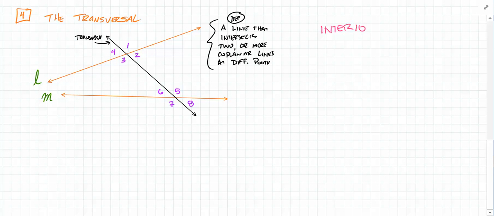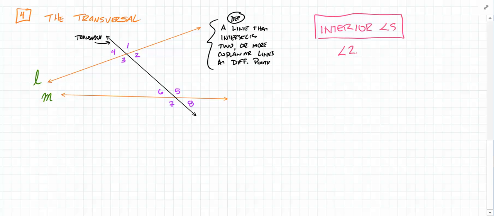Okay, the interior angles. I'm not trying to trick you at all. If you had to take a guess, 4 of those angles of the 8 are interior angles. I'm wondering if you could actually give me one of them. Isa. Angle 2. You are correct. Angle 2 is an interior angle. What makes angle 2 an interior angle?